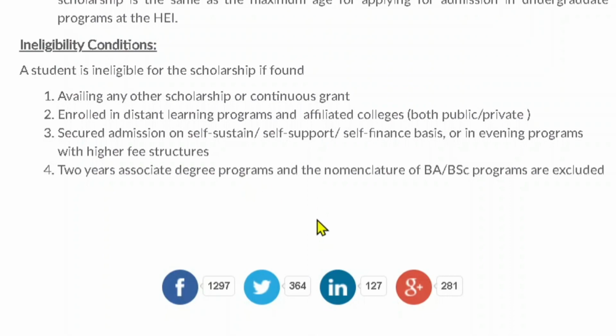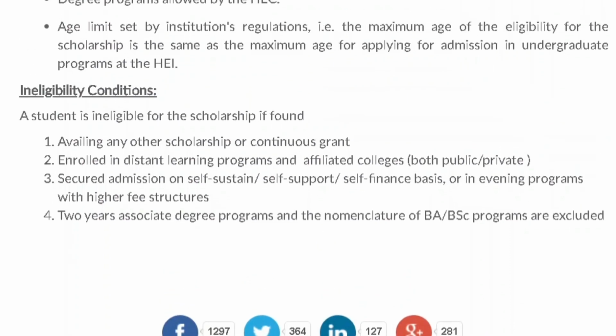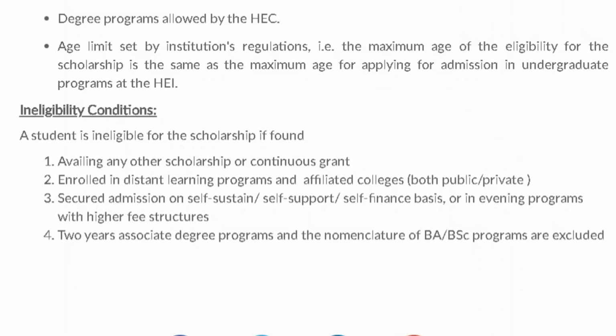And you're also not eligible if you are in 2 years associate degree programs, and the nomenclature of BA, BSc programs are excluded. So this is the eligibility criteria. It means if you got admission in a public sector university, which is HEC recognized, in fall 2021, then you are eligible for this scholarship.